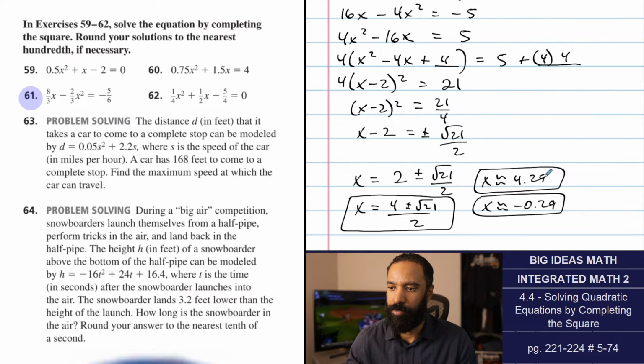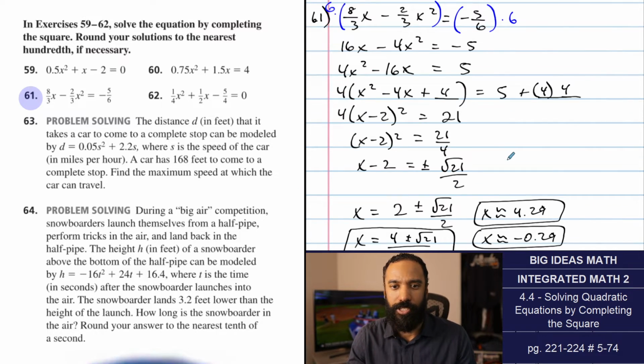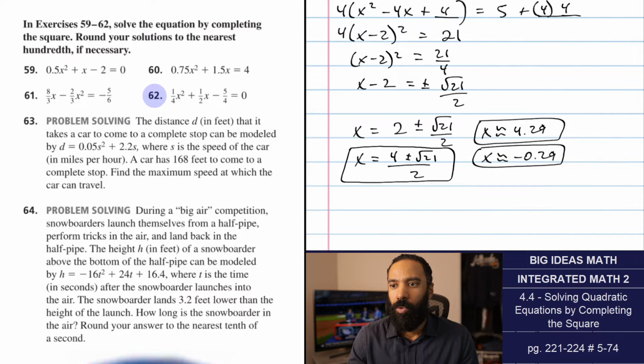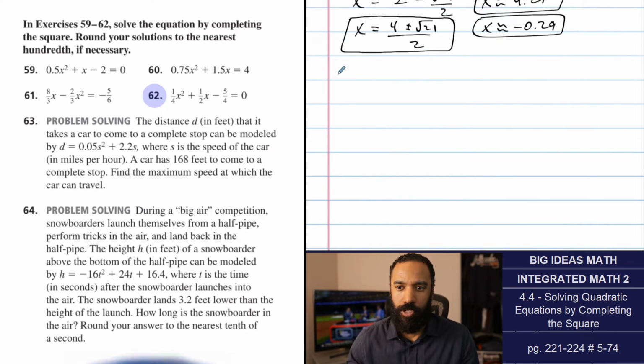Okay, those are 9s. Okay, 61. All right, 62, last one from this set. Kind of winding down, which is nice. Unless all these are big critical thinking problems later.